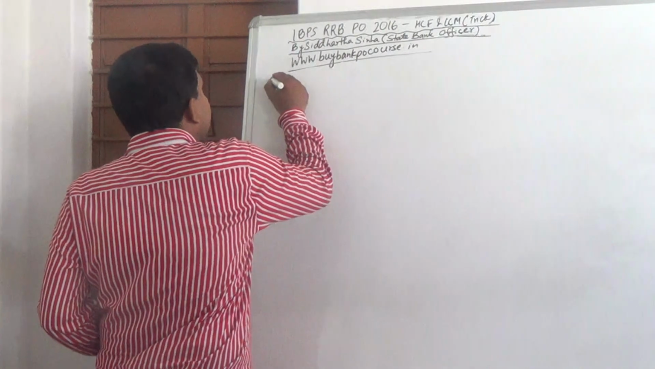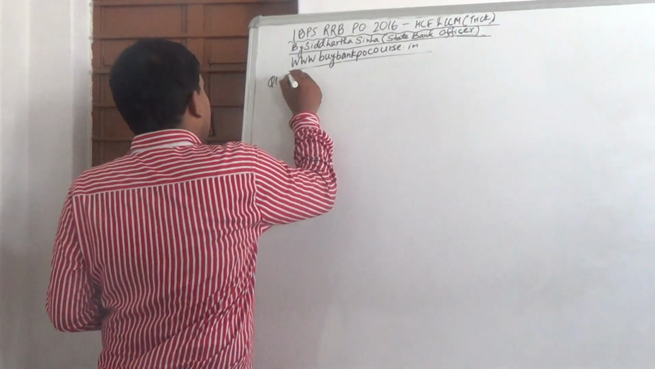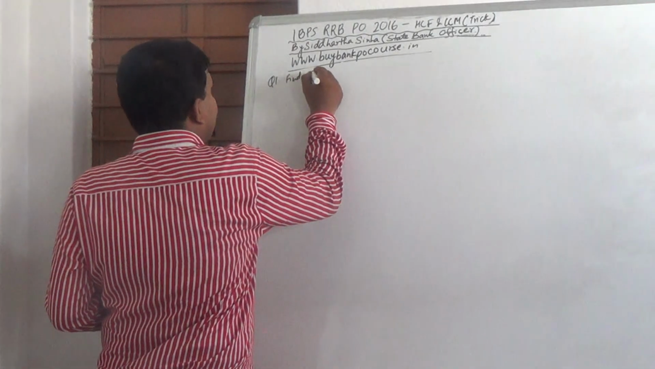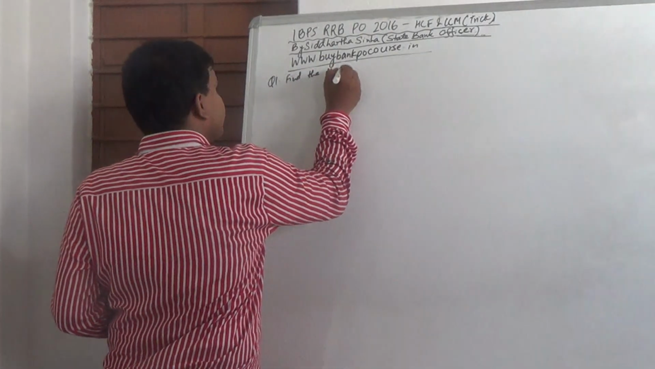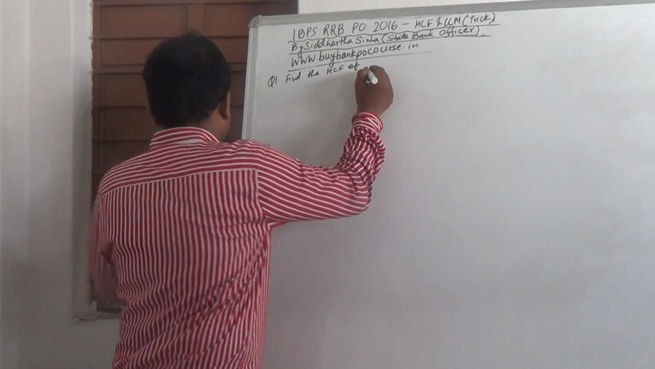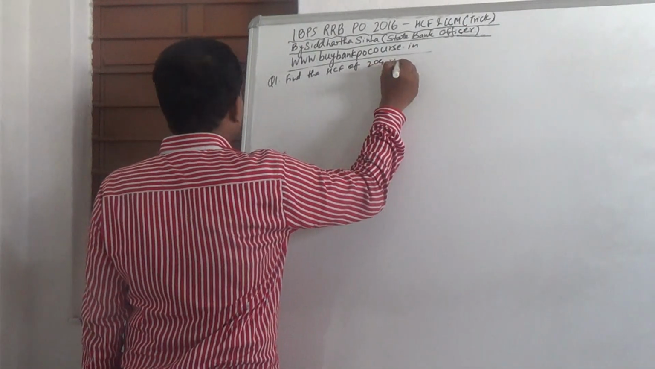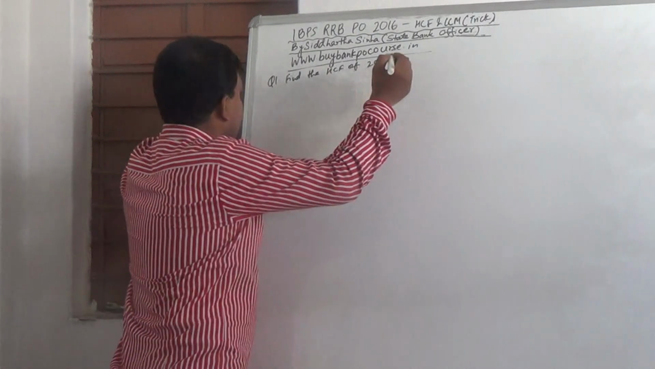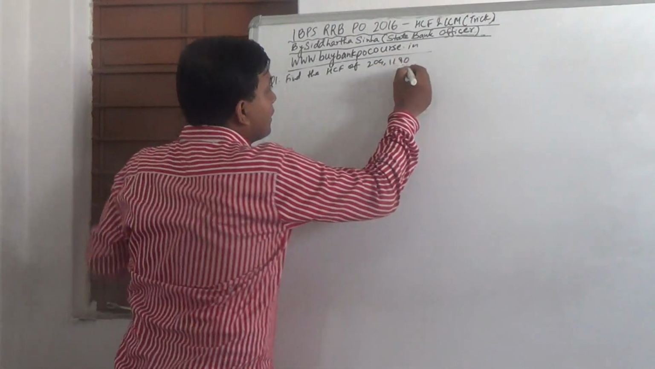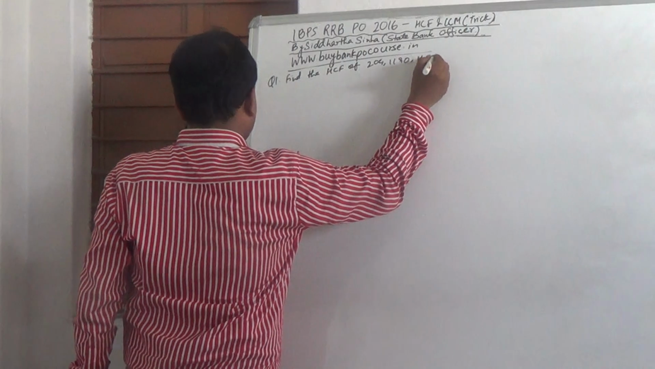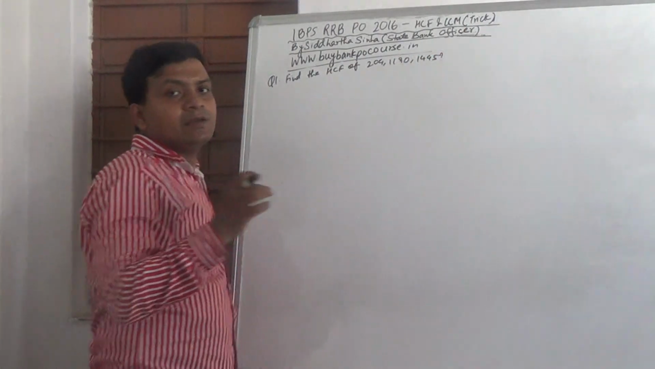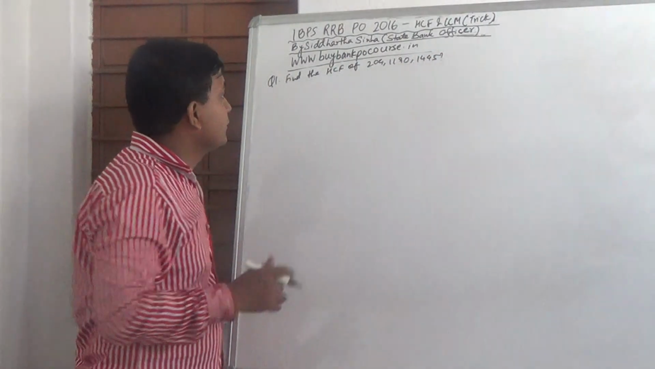Question number 1. Find the HCF of 204, 1190, then 1445. It is asking to find an HCF.